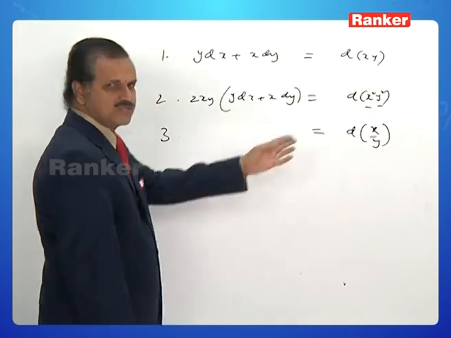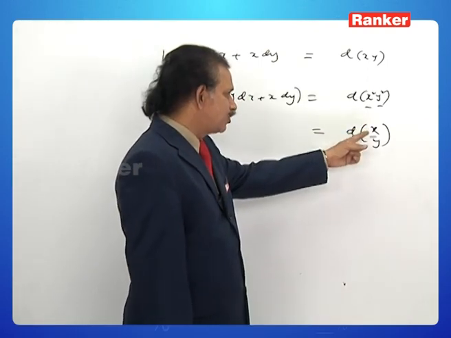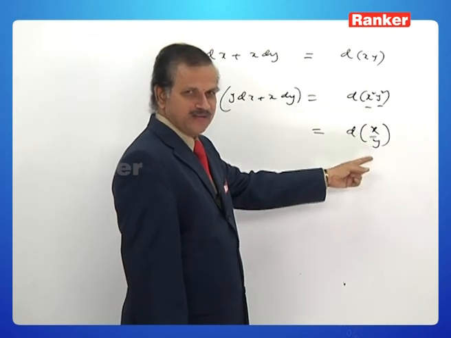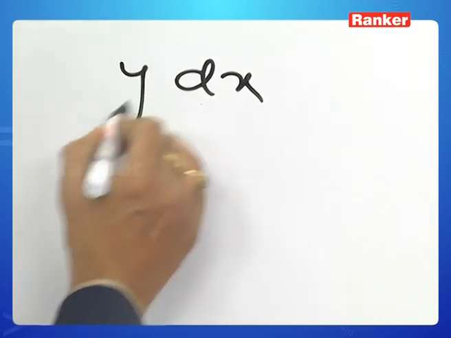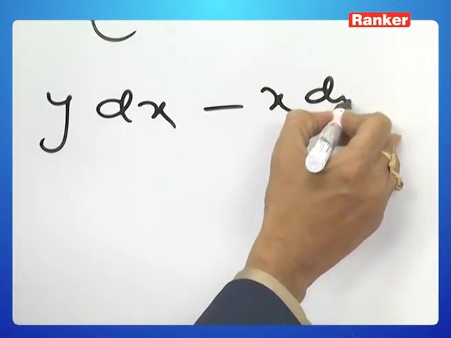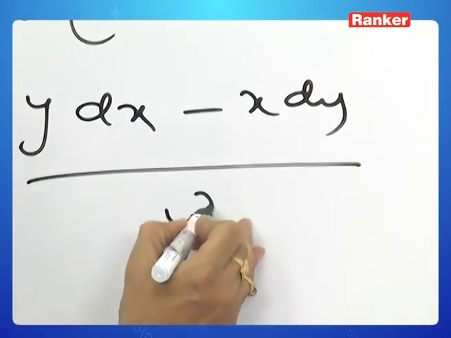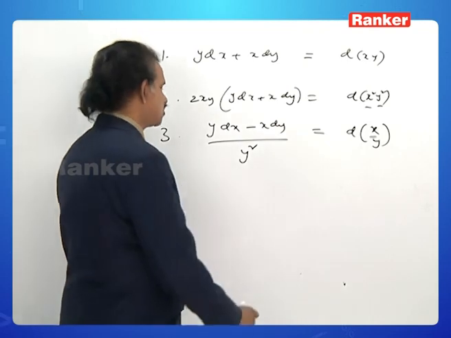Okay, right. What is d of x by y? u by v: u derivative into v, that is dx into y, minus v derivative into u, x dy, by y square. Just like that.